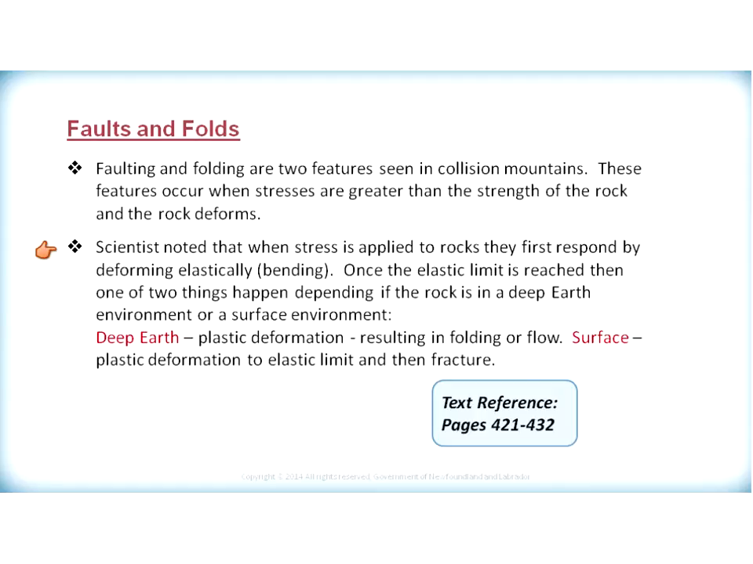Once the elastic limit is reached, then one of two things happens, depending on whether the rock is in a deep earth environment or a surface environment. If the rock is in a deep earth environment, the rock will deform by plastic deformation, which results in folding or flow. If the rock is in a surface environment, plastic deformation will occur up to the elastic limit, when it will then fracture. We can see references in the text on pages 421 to 432 concerning faulting and folding.